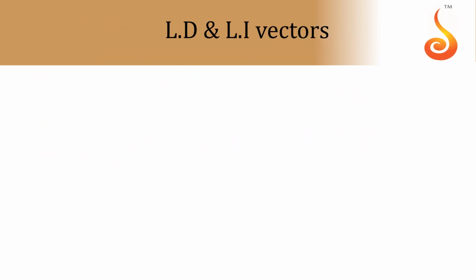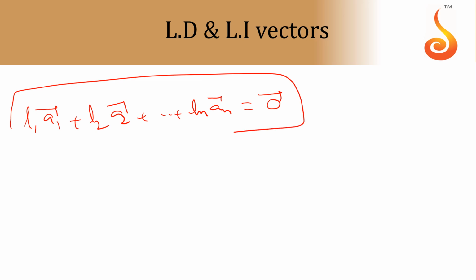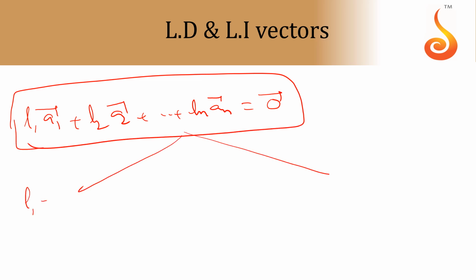Suppose that linear combination l1 a1 bar plus l2 a2 bar plus so on plus ln an bar is O bar, meaning we got the null vector. Then there are 2 possibilities when you get the null vector. That is, if l1, l2, and so on ln are all equal to 0, if all scalars are 0, there is no speciality of the vectors in getting O bar as the result.